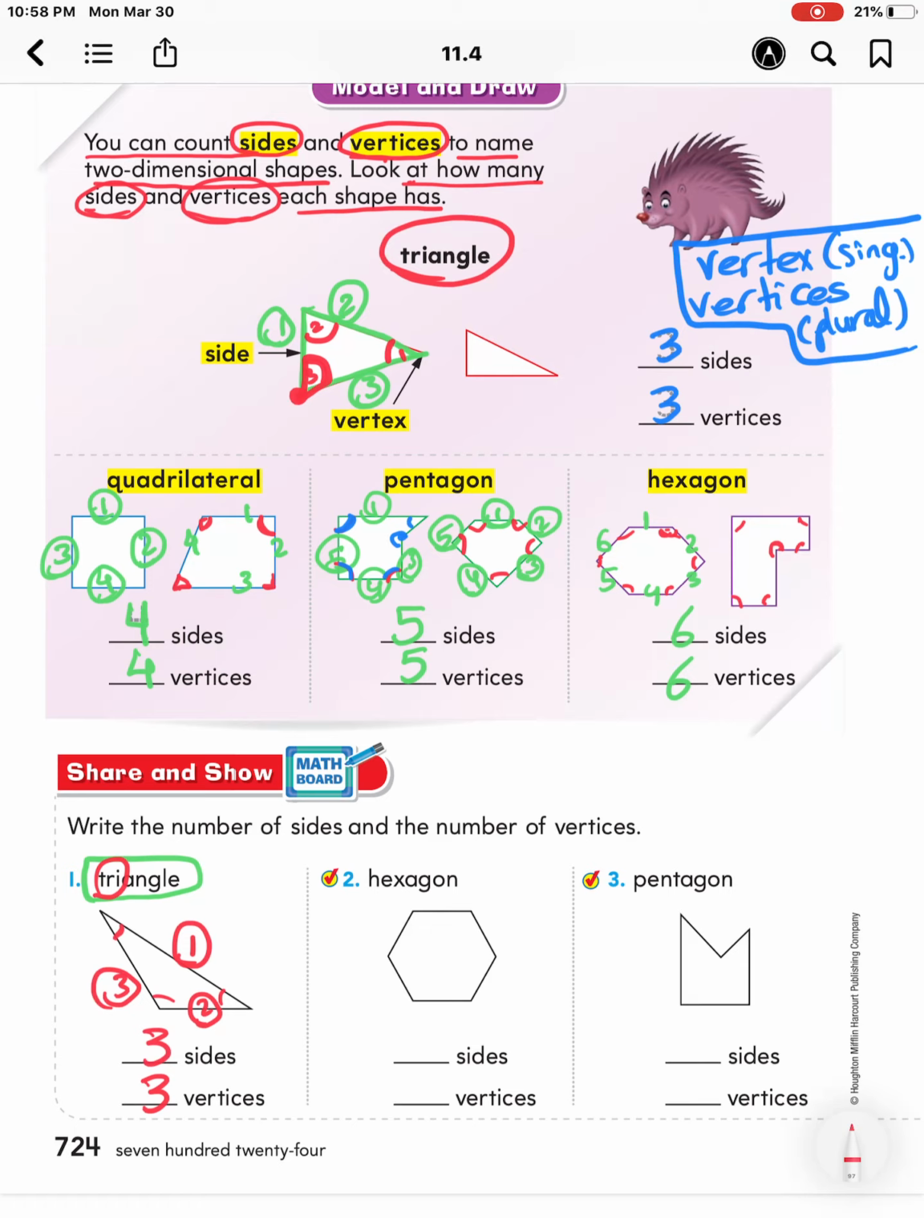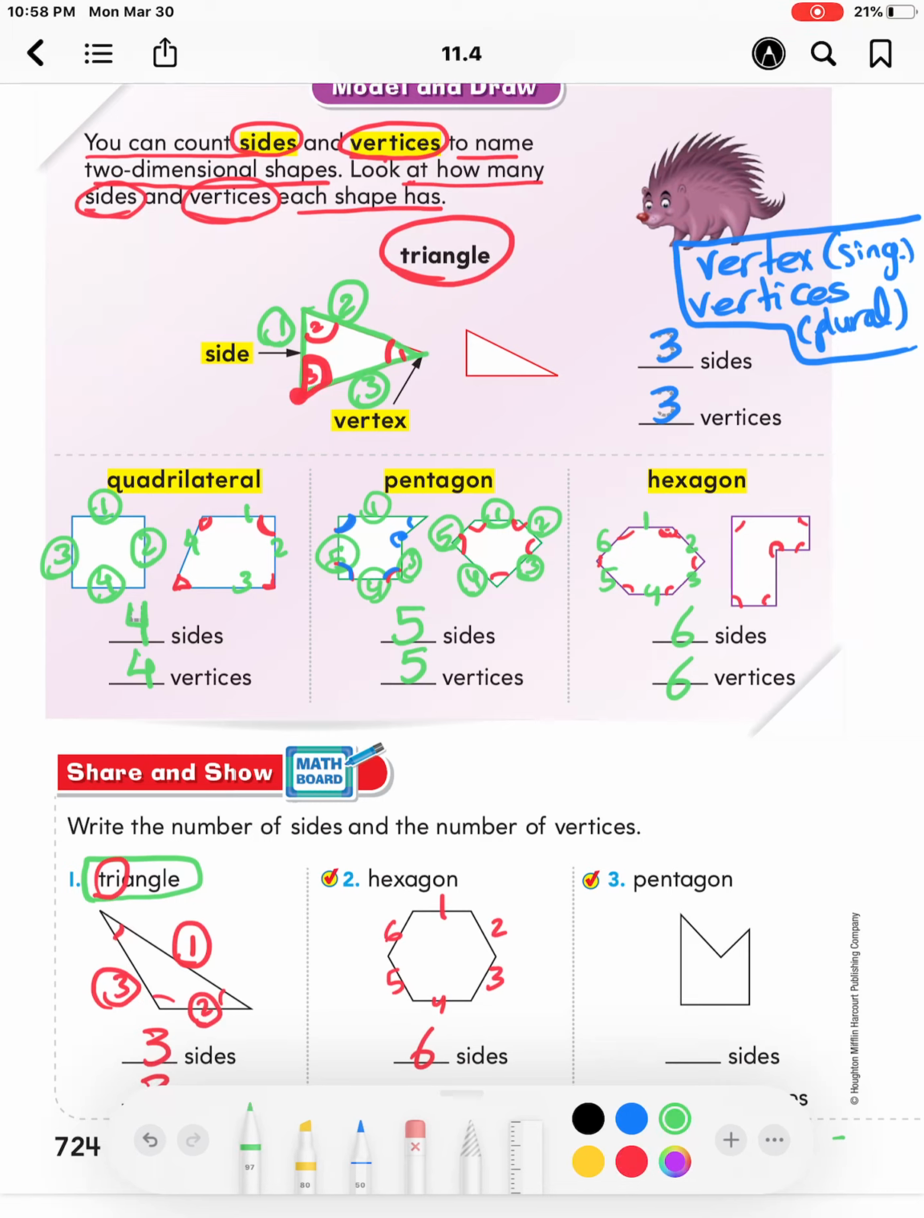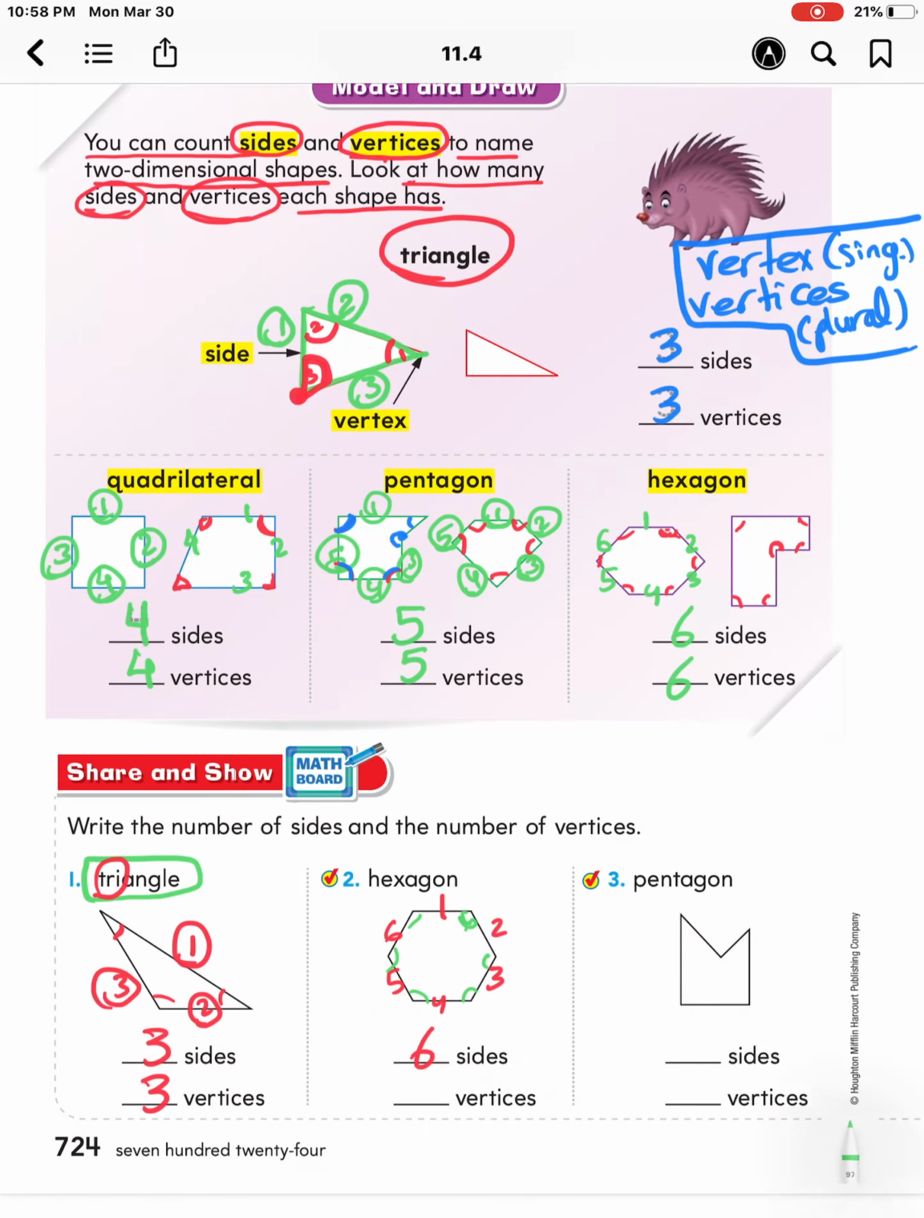What about the hexagon? Let's count how many sides. How many sides? 1, 2, 3, 4, 5, and 6. So we have 6 sides. How many vertices? Can you count with me? 1, 2, 3, 4, 5, and 6. So we have 6 vertices.